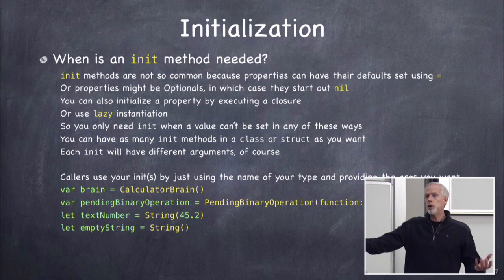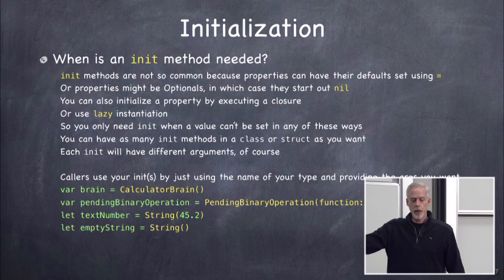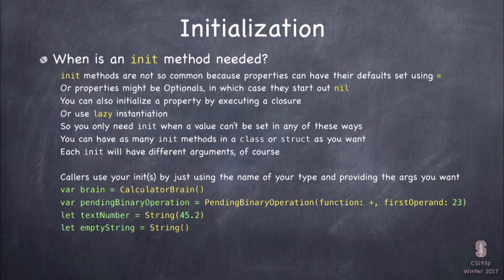Callers execute your init by creating one of your thing. They just put the name of the type and parentheses and the arguments you want for that init. So they pick which of your inits they want and they call that one with those arguments. So we've seen many examples of this in our lecture so far, right?